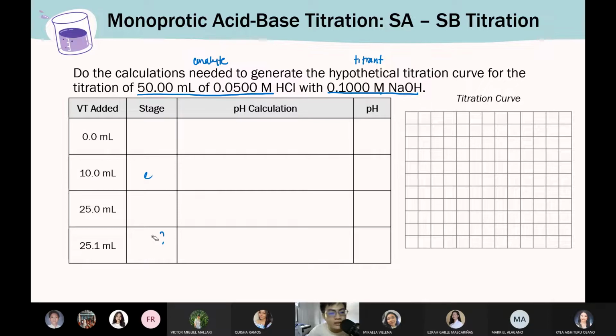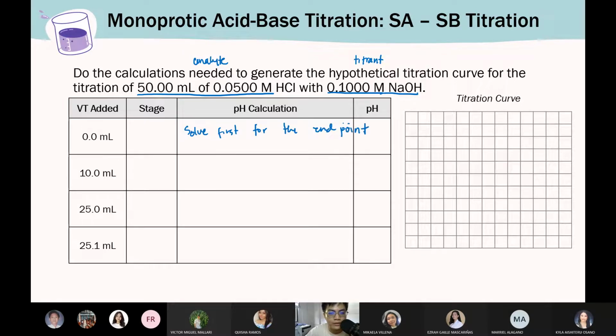Para malaman mo yung correct stages, okay? Ganito. Para malaman mo yung correct stages ng titration, you have to solve first for the endpoint. Okay? And ano yung sabi ko dati? Endpoint can be calculated from whatever is given. Gamit ka lang ng stoichiometry. Okay? So, yun yung first na gagawin mo. You have to determine the endpoint using stoichiometry.